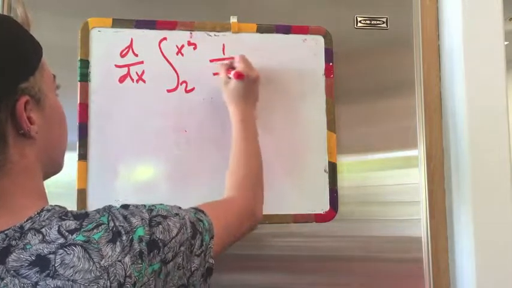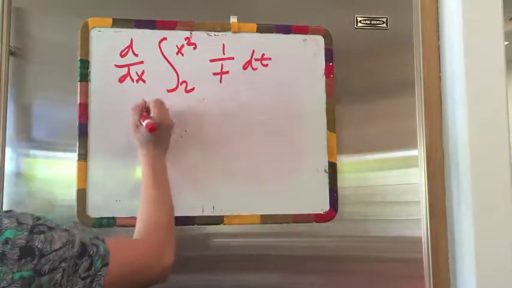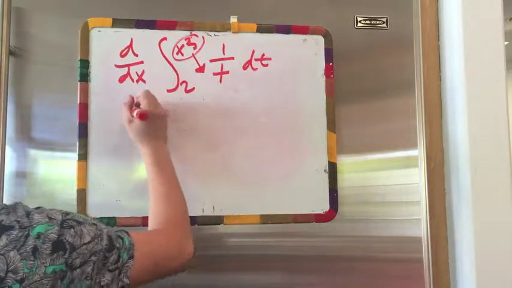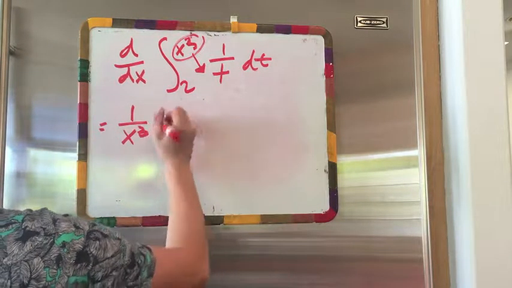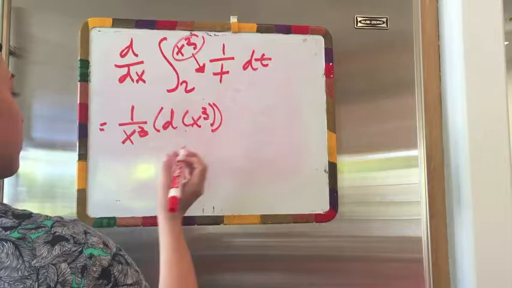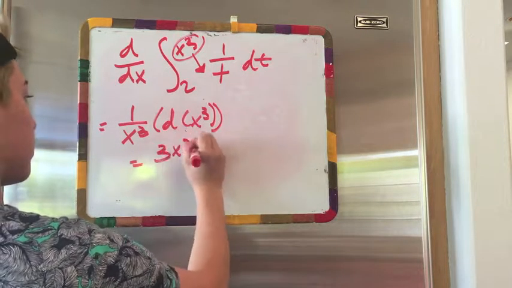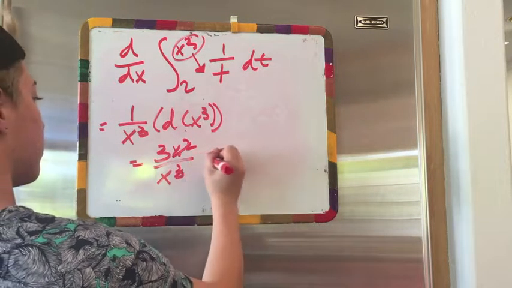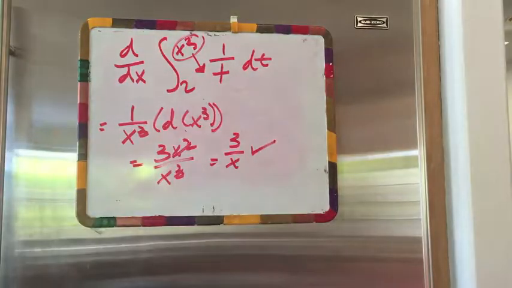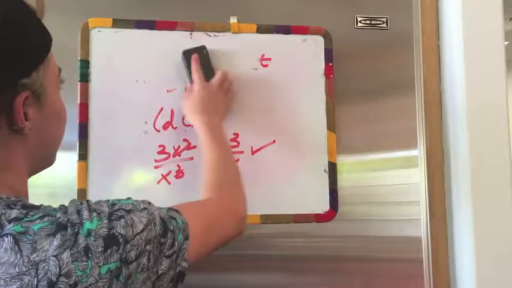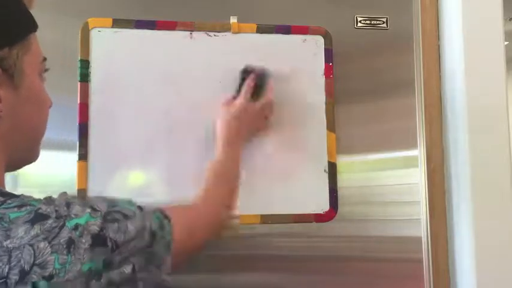So taking the derivative of the integral from 2 to x cubed of 1 over t dt, you plug the x cubed into t, so it's 1 over x cubed, but then you take the derivative of x cubed as well. So it's 3x squared over x cubed, which is equal to 3 over x. So it changes the answer if you don't take the derivative. So it's absolutely necessary to take the derivative as well.